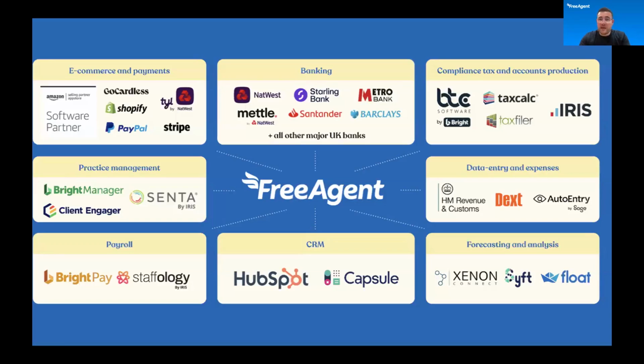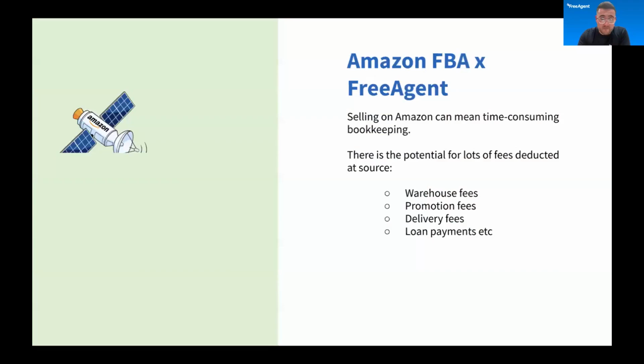When it comes to banking, we have pretty much all of the high street banks out there. We're the first in the UK to have a Metro Bank feed on open banking as well, because we work very closely with them. Your compliance and tax, again, all sorted because we've got the big names there. Data entry, practice management, everything that is available to you. And we've recently just announced Client Engager and Xenon Connect. There are some really powerful practice management tools that we've got in place to really help you get through to your clients a bit easier.